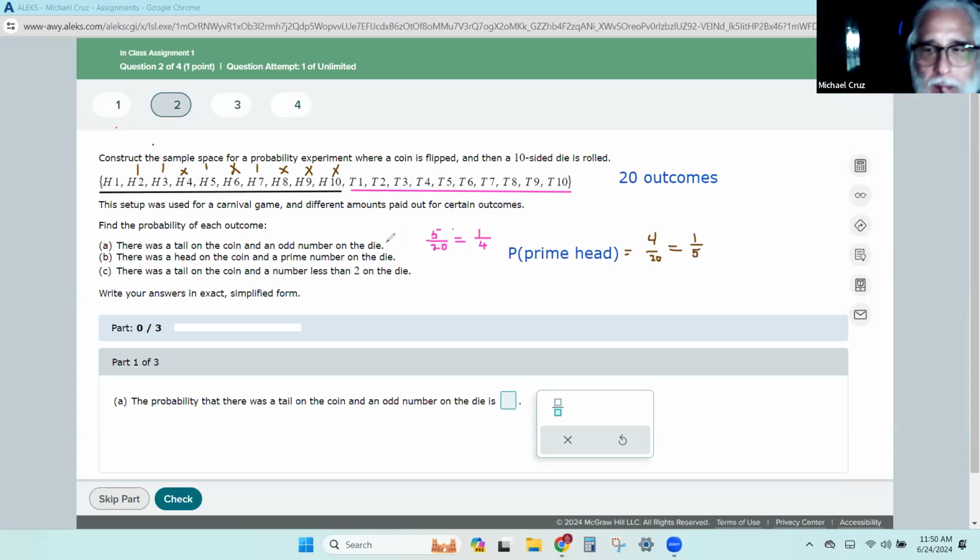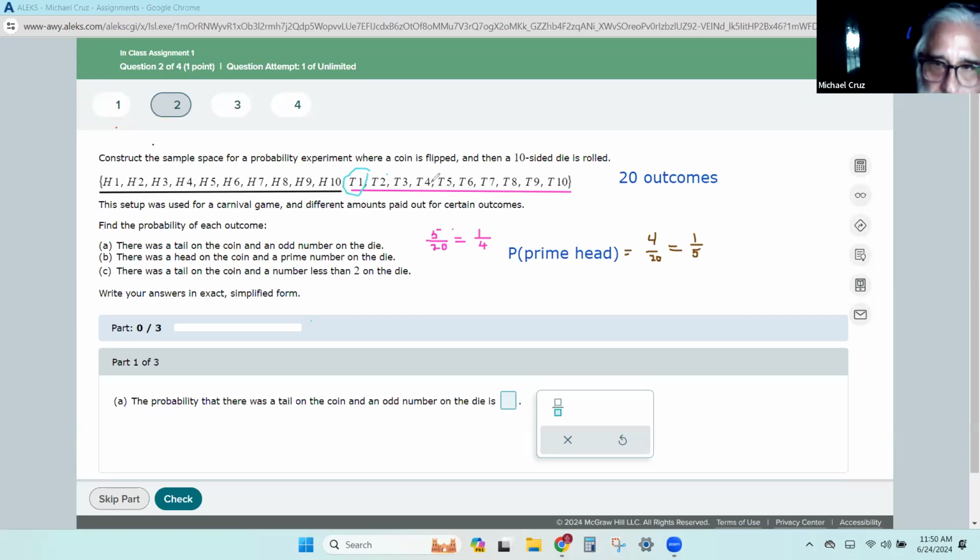One-fifth. There was a tail on a coin and a number less than 2 on the die. So we're looking only at the right side. There's a tail on a coin and a number less than 2. Well, there's only one of those on it. Because all of these have tails on the coin, but 2 is not less than 2.